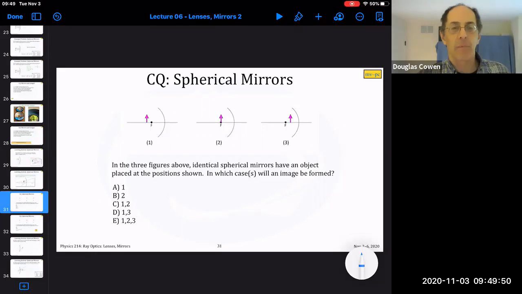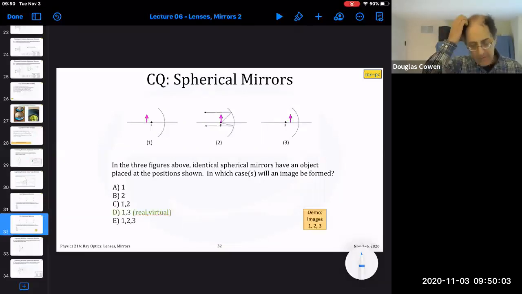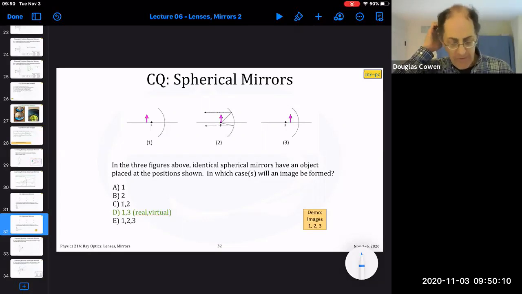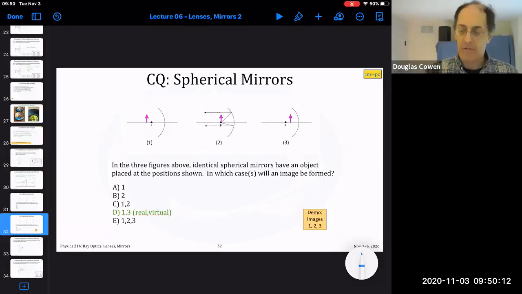All right, most people chose 1 and 3. That's the correct answer. In case 1, what we'll see is a real image. In case 3, we see a virtual image. And what exactly will we see in case two?